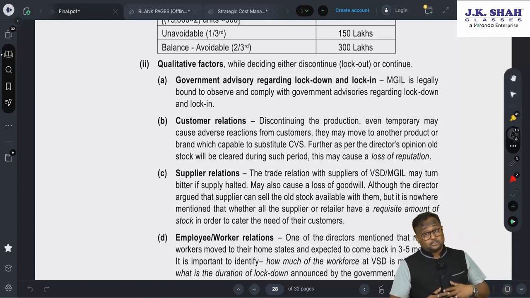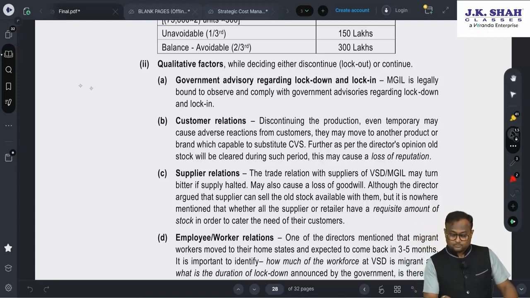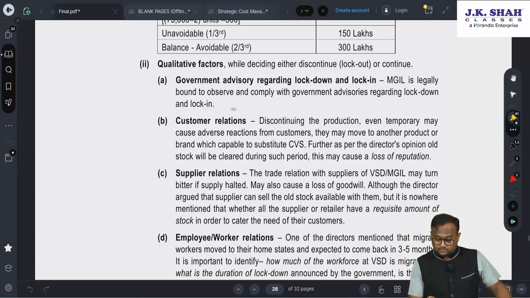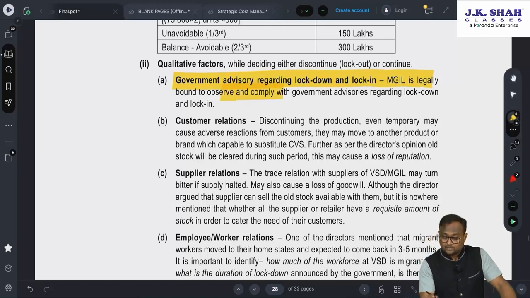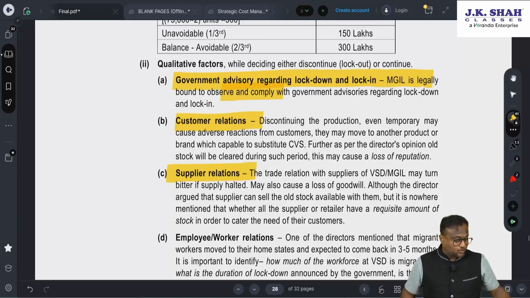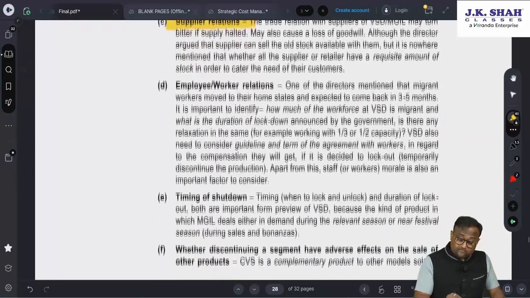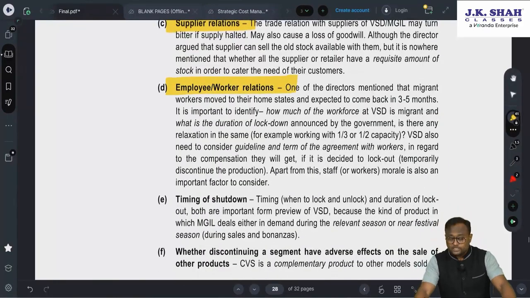On qualitative factors, other than monetary factors, you may have to go through these things. Government advisory regarding lockdown, compliances, legal compliances. Now, if you are shutting down the plant for 6 months, your relationship with the supplier and with the customer will both be affected. Your customer may feel that you are shutting down permanently. You may lose your customer because your customer may shift to your competitor's product. Your supplier may not trust you, may not continue with the same discount offers or delivery offers which you are currently enjoying.